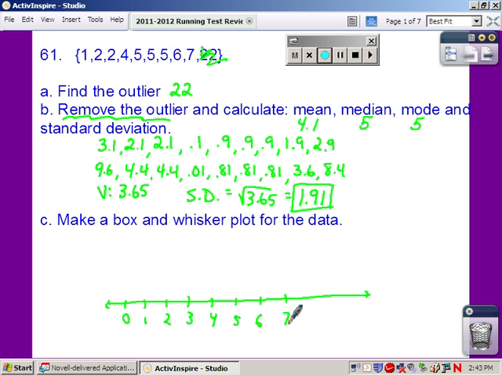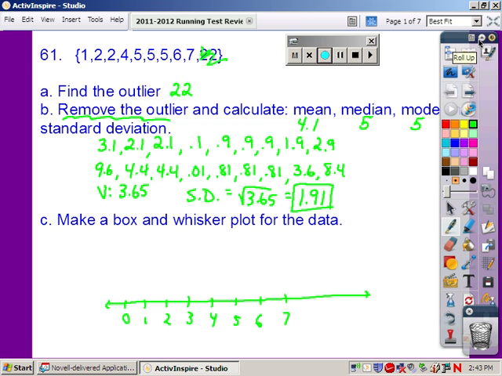And over here, even though we're not going to use the outlier in the calculating part of it, you do need to include the outlier in the box and whisker. So you break the line like this to show that you don't need any of the numbers between 7 and 22. And we'll get to that in a minute. So let's take a look at how to actually draw the box and whisker.